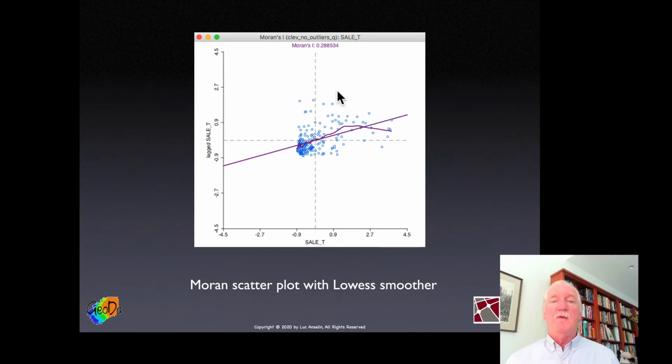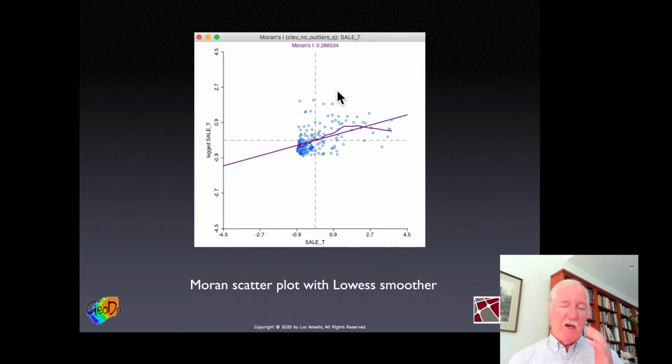Remember, it's all in the spirit of dynamic graphics, interactive linking and brushing. So we try to make connections between patterns that we see in one graph and patterns that we might see in another graph. So that's the third use, or if you wish, the fourth use of the Moran scatter plot.